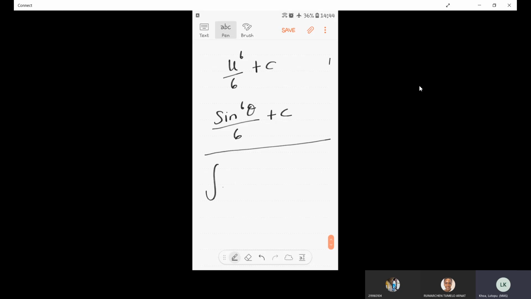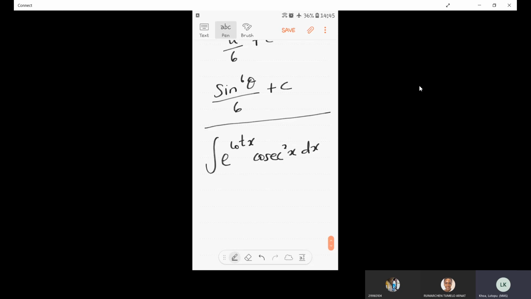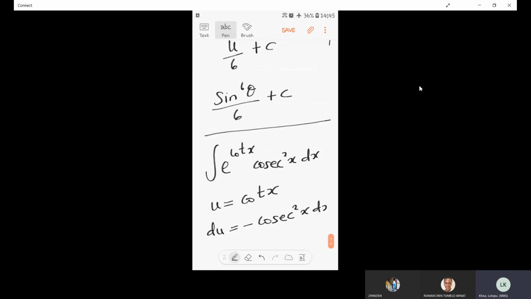Can we integrate e to the power of cot x and cosec squared x dx? Again, here we make a substitution. We let u equal cot x, then du is negative cosec squared x dx. So I can see I will substitute that one over there.